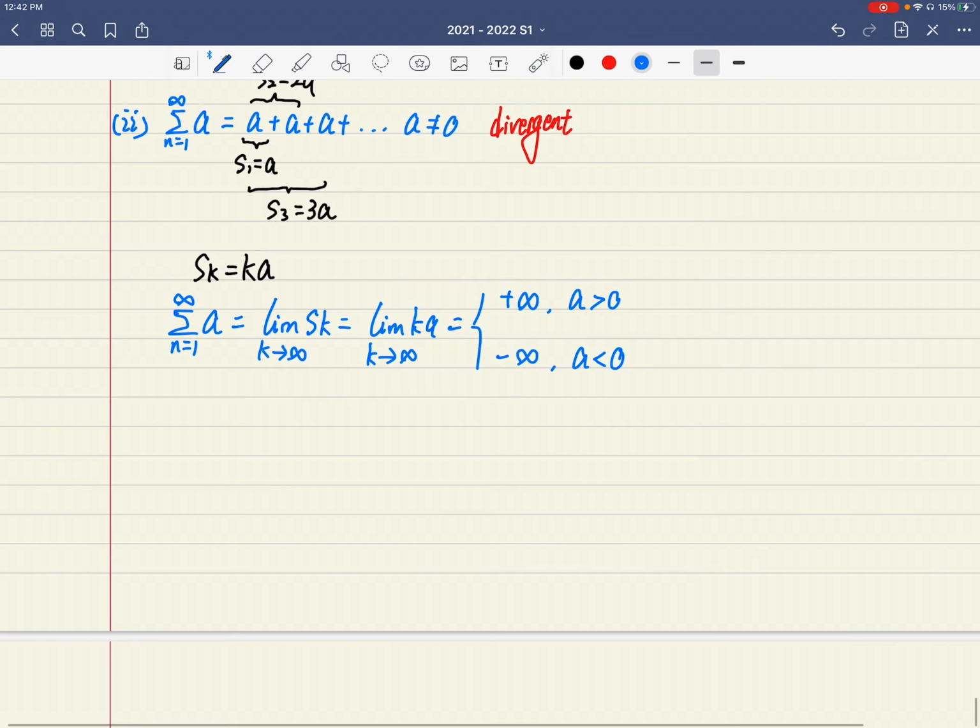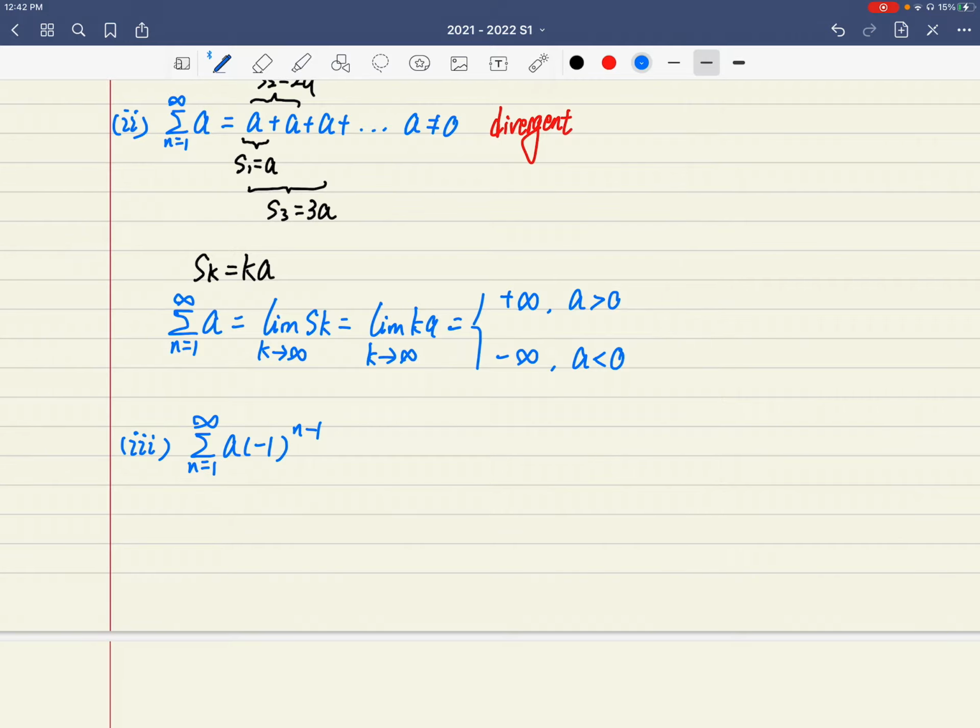So let's do part 3. It's an infinite sum, n from 1 to infinity, of a times (-1) to the power of n minus 1. You want to get S_k, so let's write it down. When n is 1, here it's (-1) to the power of 0, which is 1, so it's a. When n is 2, 2 minus 1 is 1, so it's (-1) to the power of 1, which is -1, so it's minus a. Plus a, minus a, plus a, minus a, etc.